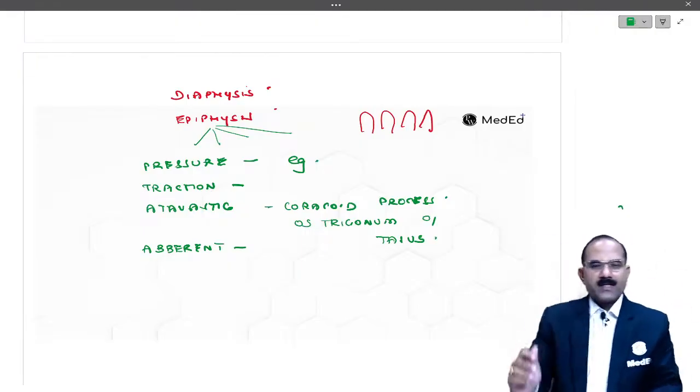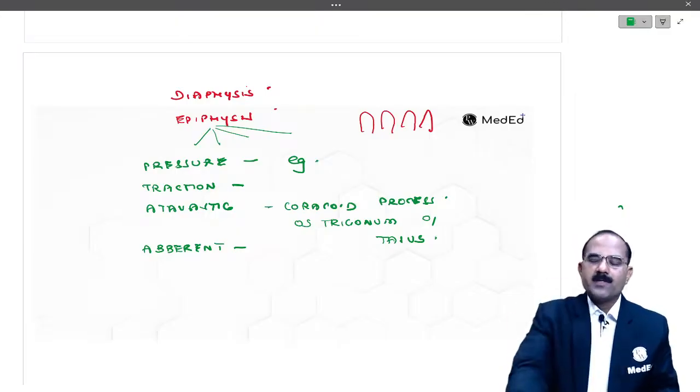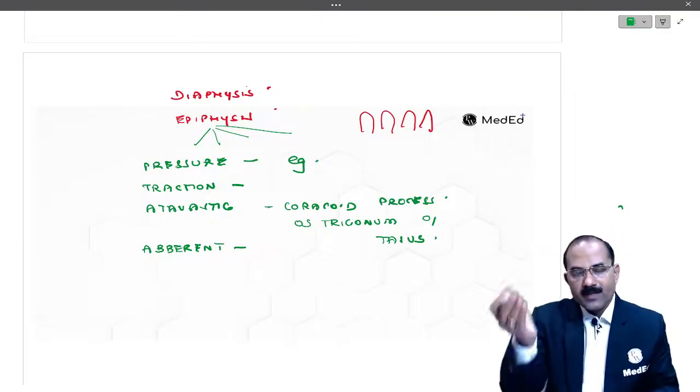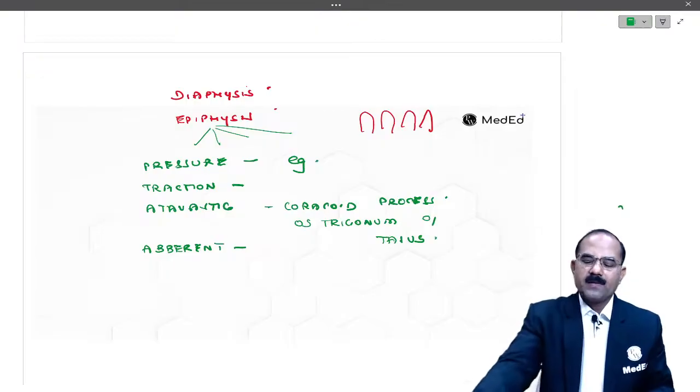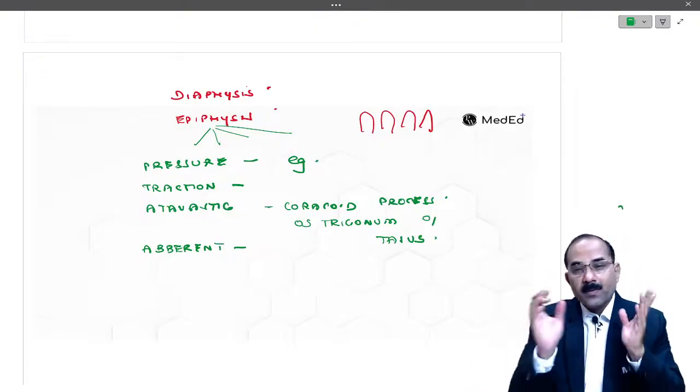Fine. So that's epiphysis. Then you have to write about the metaphysis. The part of the diaphysis which faces the epiphysis is known as metaphysis. Okay. Then you have to write the blood supply of the long bone.